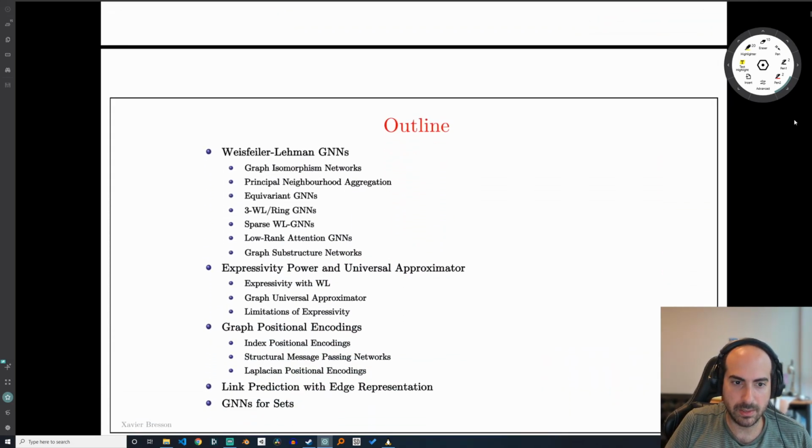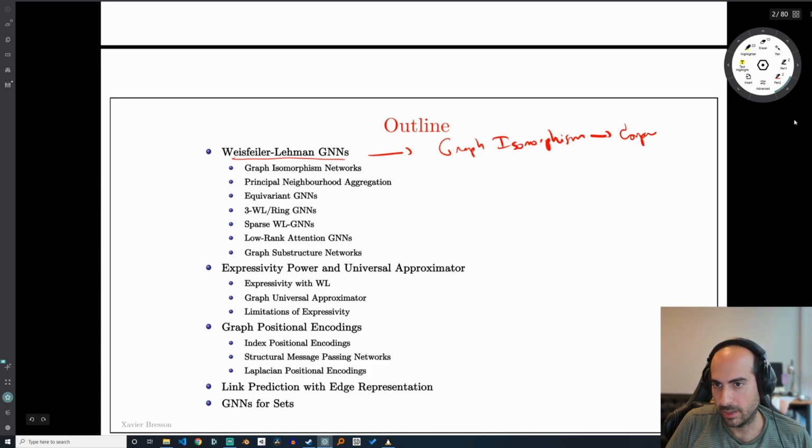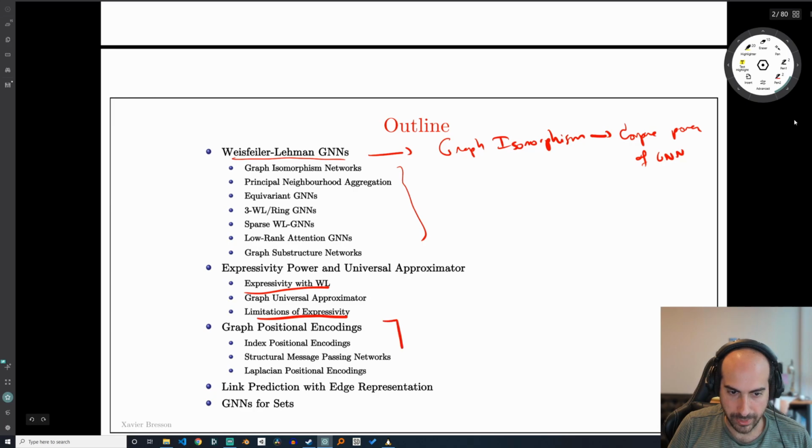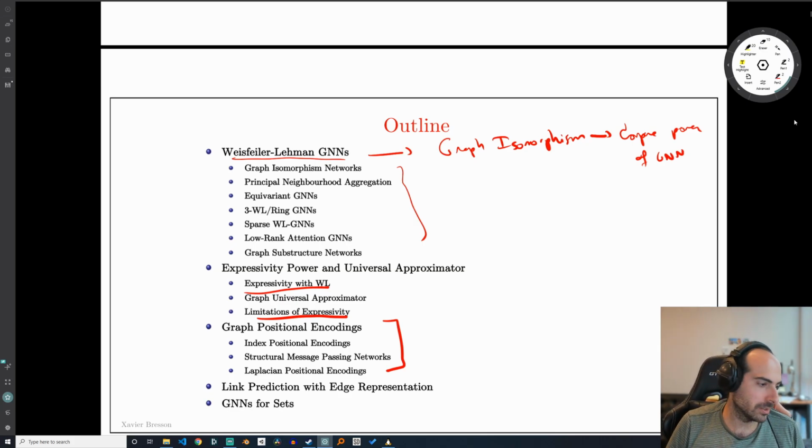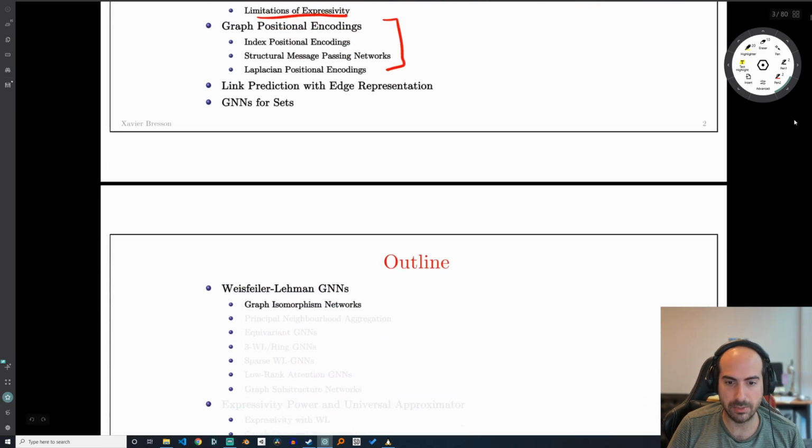Okay, so the first thing they're talking about is the Weisfeiler-Lehman GNNs. So this is important basically for graph isomorphism, and to compare the power of GNNs, right? I have another stream about it. Here I see they talk about it explicitly, and here. Okay, and then we're going to talk about graph positional embeddings. Looks like we're not really talking explicitly about stuff like graph convolutional neural networks. It looks like it's a bit higher level.